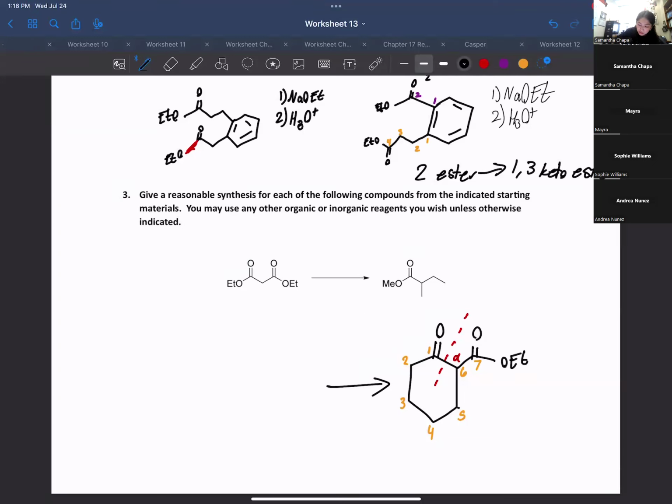And so I made a chain with 7 carbons. So 1, 2, 3, 4, 5, 6, 1, 2, 3, 4, 5, 6, 7. Carbon number 1 was the ketone part. I'm sorry, the carbonyl part, the one that was by itself. Carbon number 7 contained the original ester.